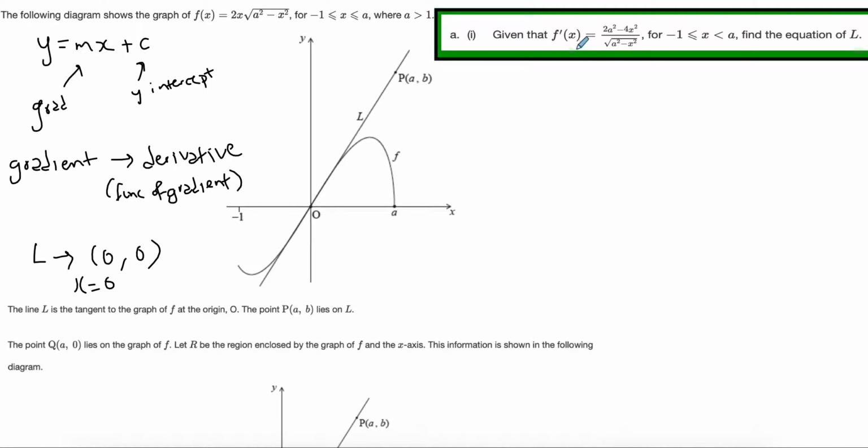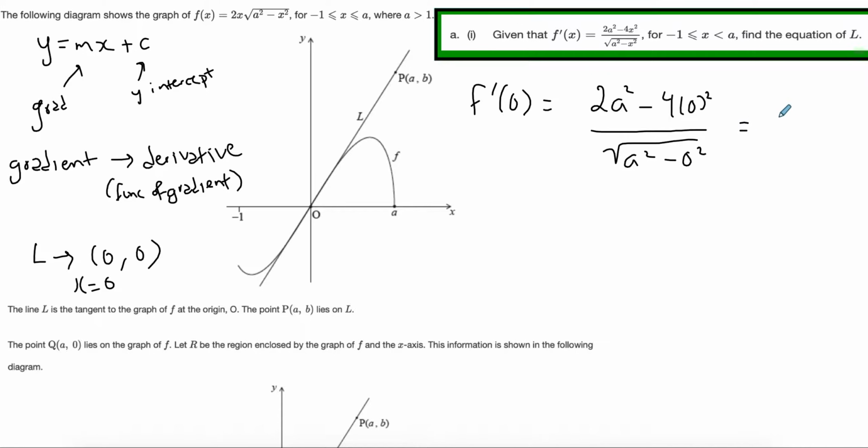So we're concerned with 0 right now, so I'm going to substitute 0 in there. So be careful, some students do substitute 0 for a, but this is not what we're substituting. We're substituting x. So we get 0 here, square root of a squared minus 0 squared, and that will simply give you 2a squared over a, because you'll end up with square root of a squared, and if you square root a square number, you just end up with the number itself, and this is just equal to 2a. So this is the gradient, this is m.